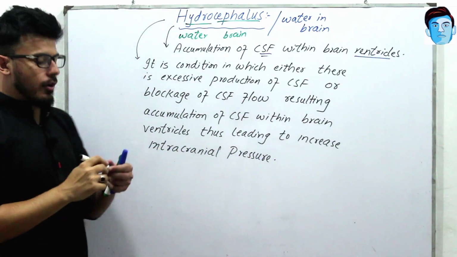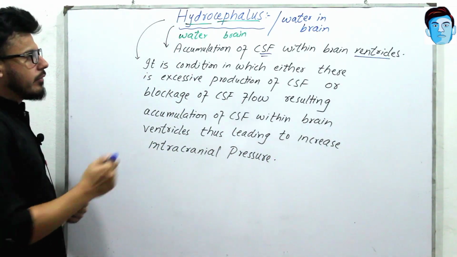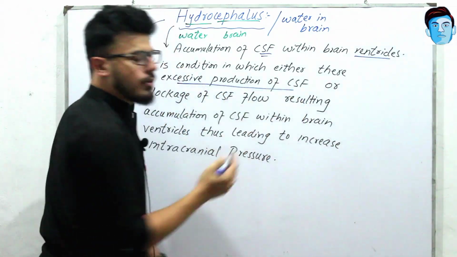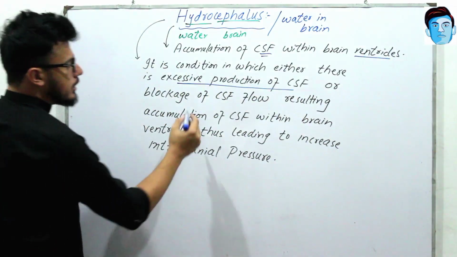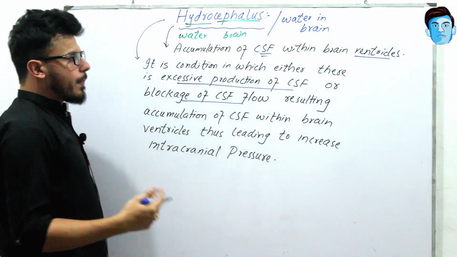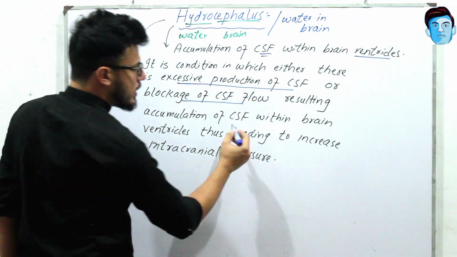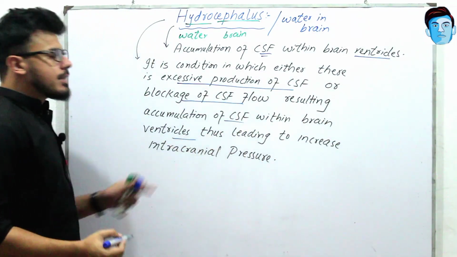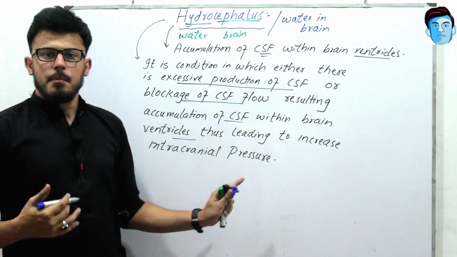So what is hydrocephalus? Hydrocephalus is a condition in which there is excessive production of CSF, cerebrospinal fluid, or there is blockage of CSF flow. Ultimately it leads to accumulation of CSF within the brain ventricles, thus leading to increased intracranial pressure.